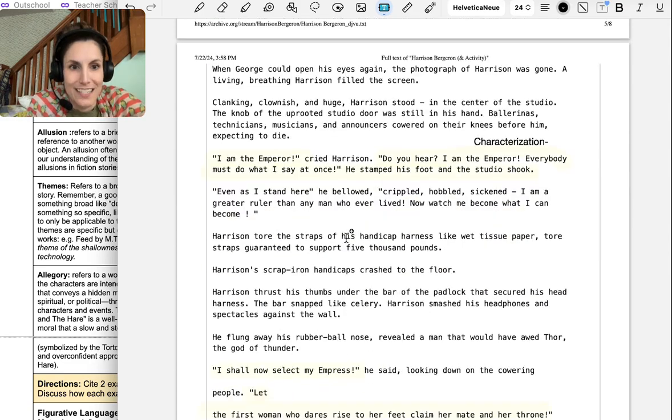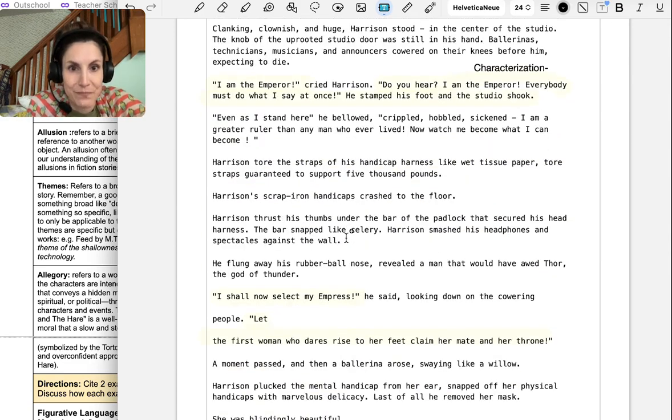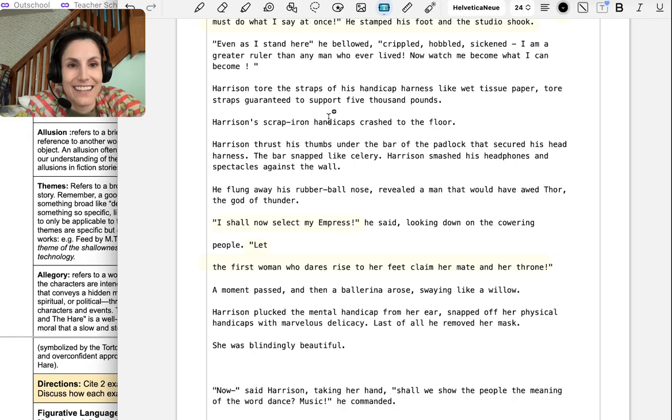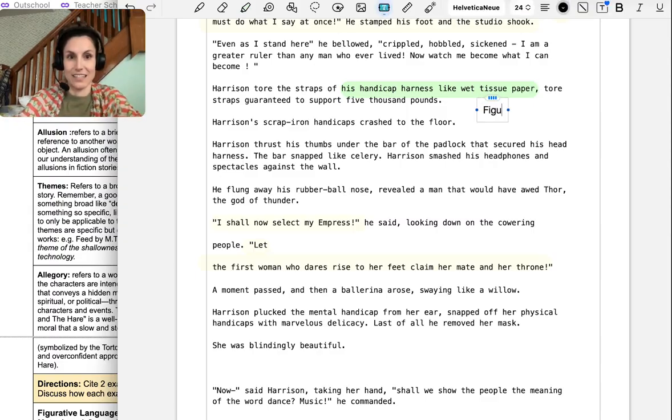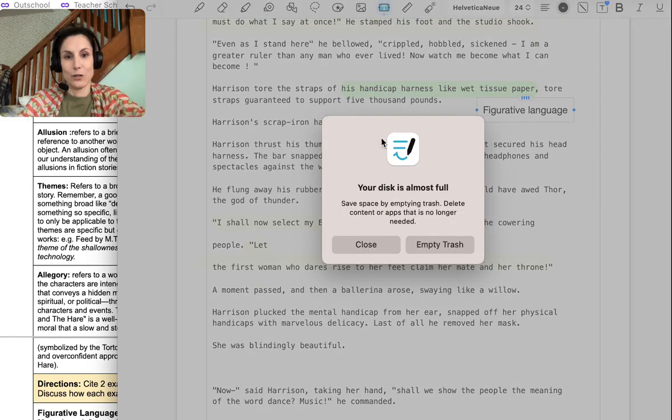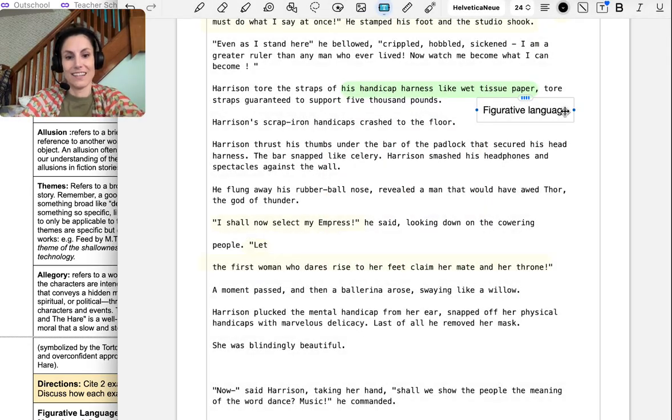Other metaphors, when Harrison comes out, we have like wet tissue paper. He's tearing through them. This is going to be a simile. So I'll say figurative language. Oops. Uh-oh. Simile. And my disk is full, so I'll have to do that. Here's the part where you could say it got very sarcastic. His rubber ball nose. In the next video, we'll look at the literary analysis essay.